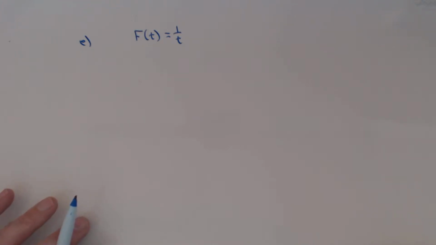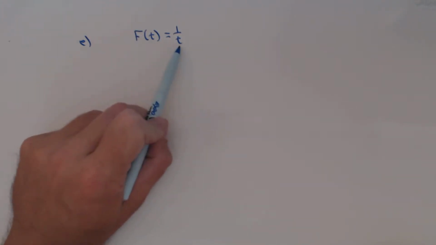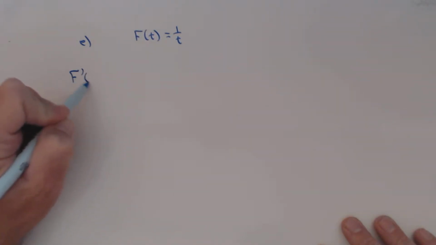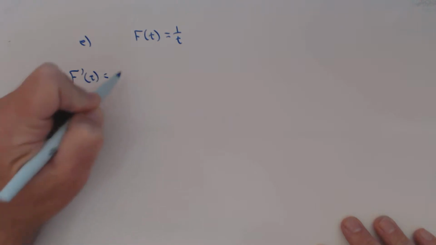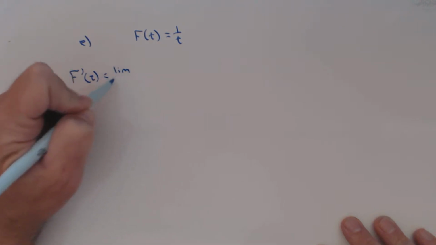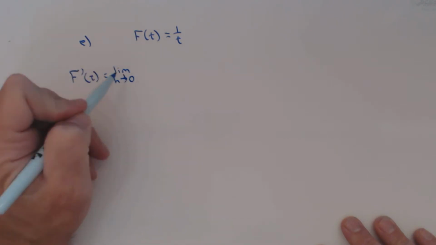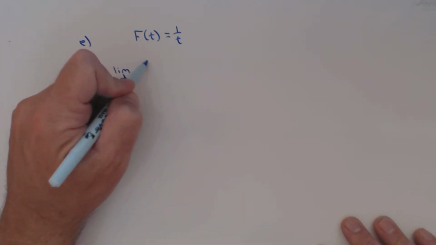For activity 1.11, part E, we're going to find the derivative of the function 1 over t. So the first thing to do is name it f prime of t equals, and we're going to be doing a limit. And yes, we do want to write this every time. It's a very important part of the process. Now we set up our difference quotient.